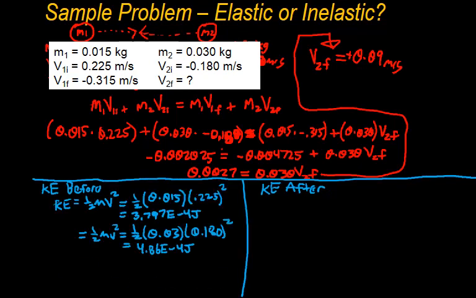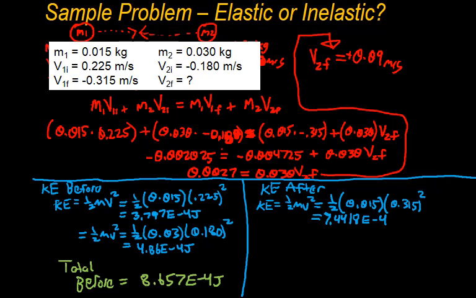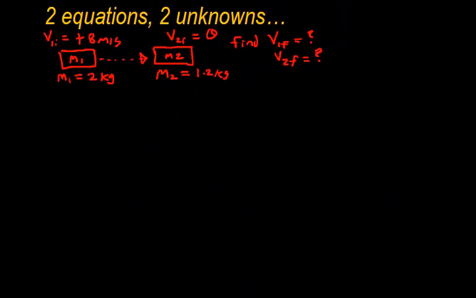Okay, so beforehand, we should get 8.657 times 10 to the negative 4th joules. Afterwards, we also should get 8.65 times 10 to the negative 4th joules. And so therefore it is elastic.